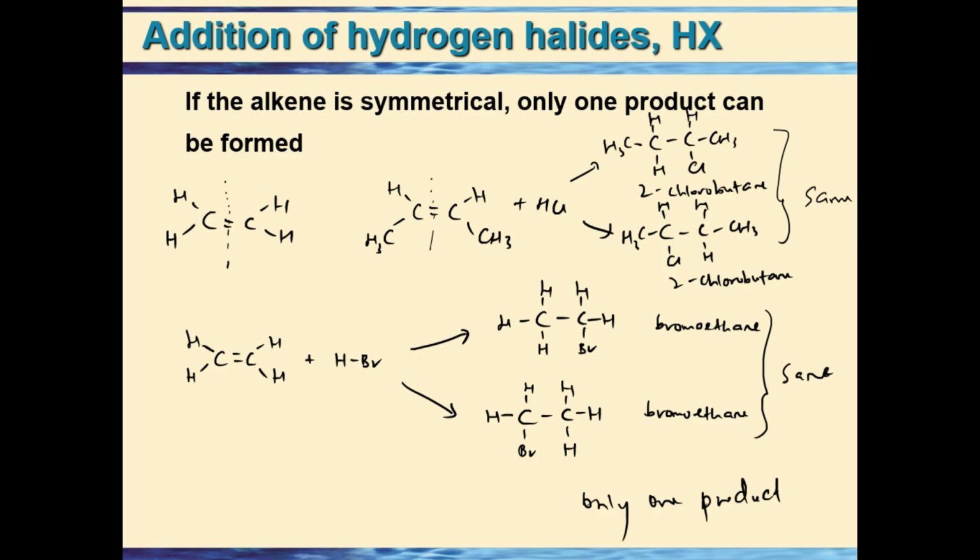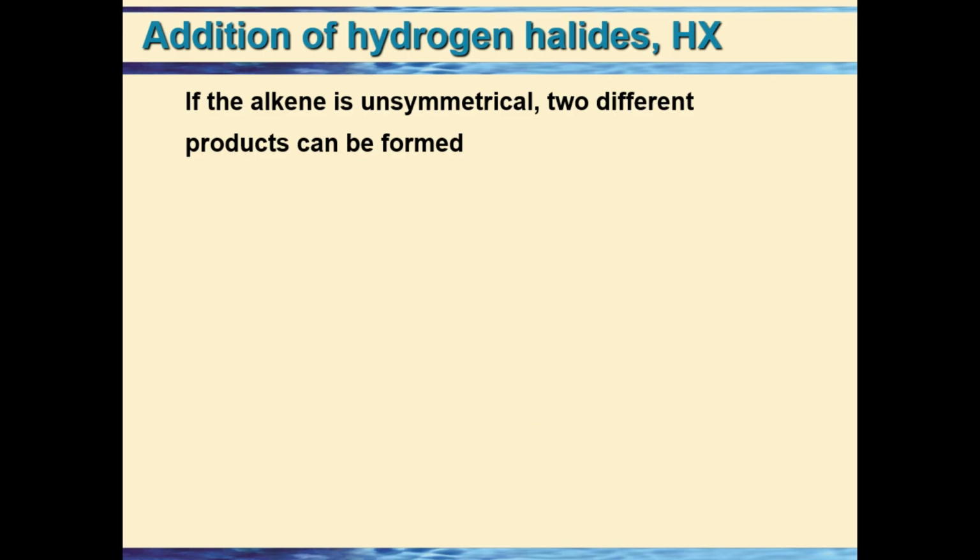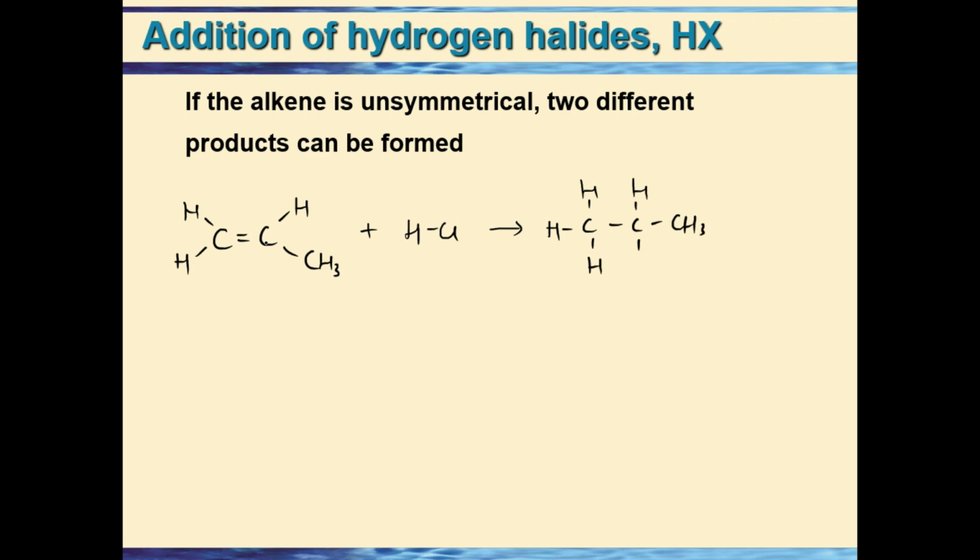But if the alkene is asymmetrical, then the situation becomes a bit more complicated. We will get two different products. So let's draw an asymmetrical alkene. Left hand side I have 2 hydrogen, right hand side I'll add 1 CH3 group. So now if this molecule is reacting with HCl, the first one, I want to add hydrogen to the left hand side carbon and chlorine to the right hand side carbon. So let's name this product. It is called 2-chloropropane.